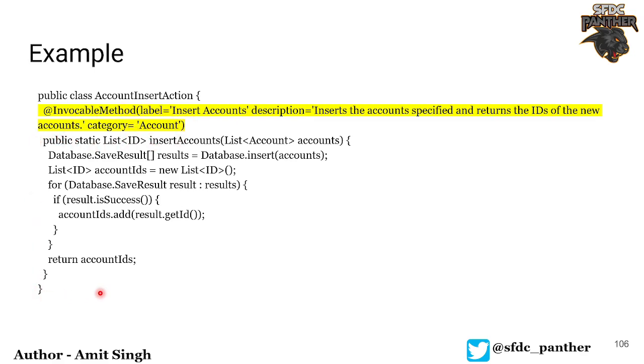And this is the method. You see here it is returning a list of IDs and taking a list of accounts and then inserting all of those. We will talk about how to take the input parameters and how to send the output parameter to the flows.